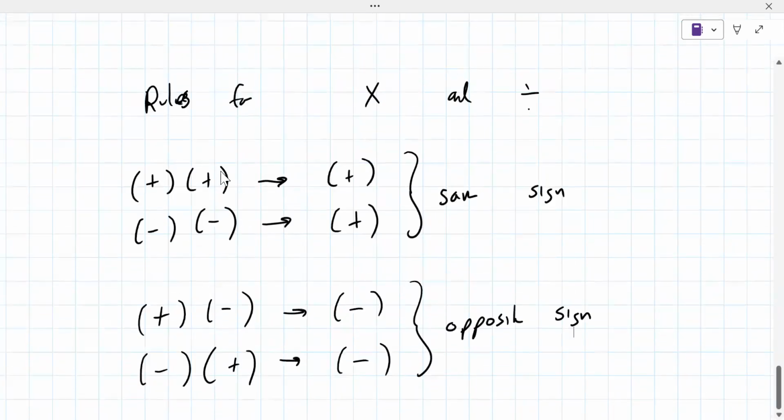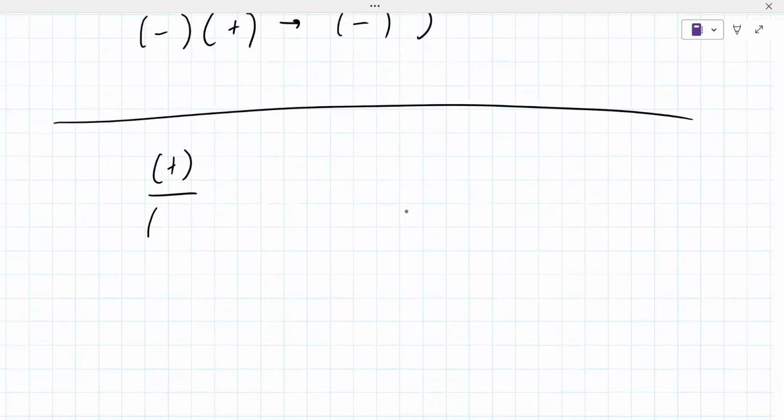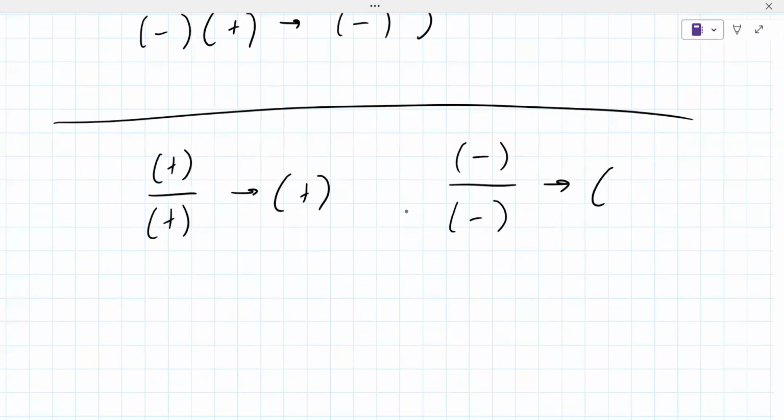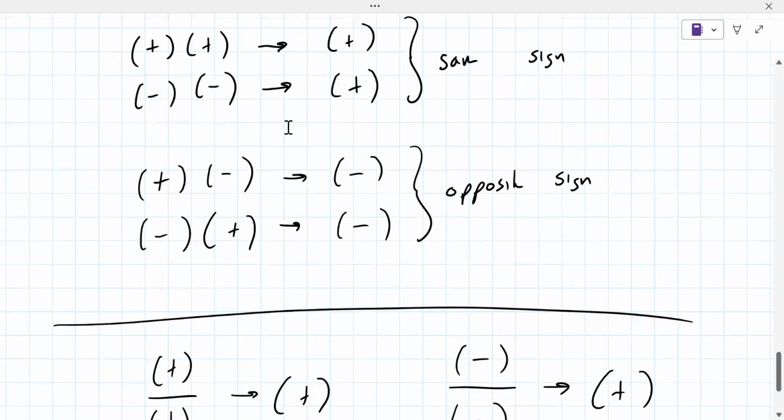Now, this applies to both multiplication and division. So for example, if you're dividing, a positive divided by a positive becomes positive. A negative divided by a negative becomes positive. A negative divided by a positive becomes negative. A positive divided by a negative becomes negative. So it's the same rule. Same sign, it's positive. Opposite in sign, it's negative. It's almost more work for me to write it out than to just say the rule.